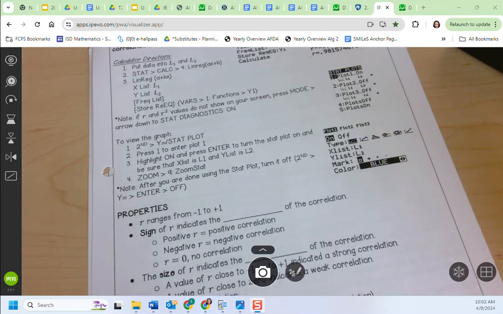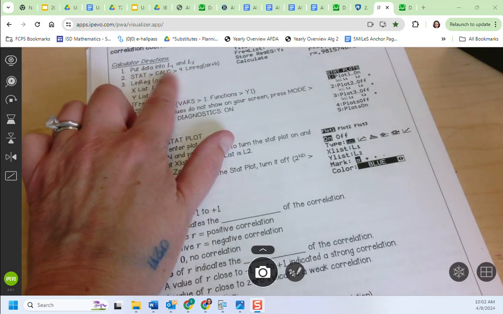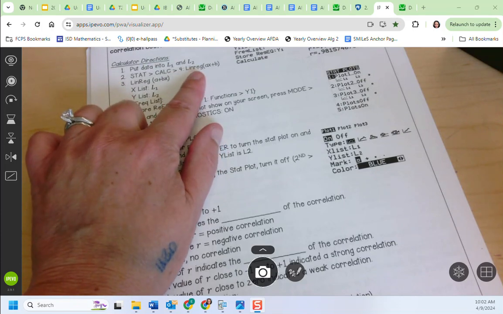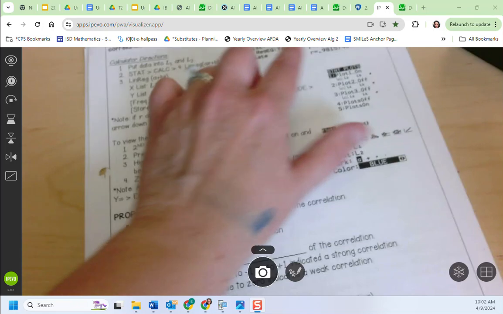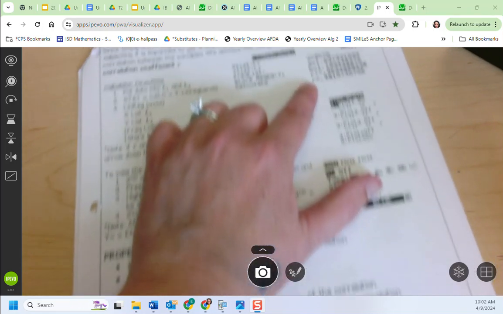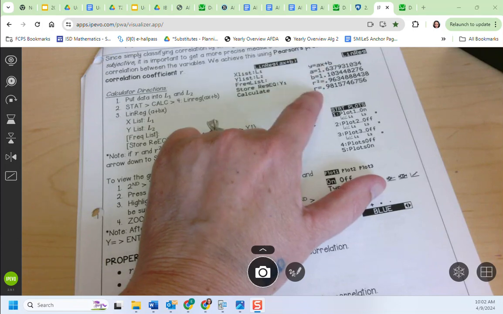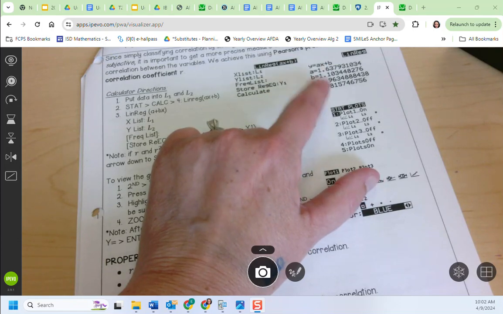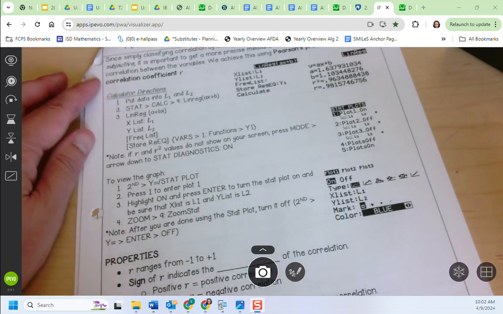So you can do a line of best fit on your calculator by putting your data into your lists. And then you would do stat, calculate, and linreg. The thing is, though, that your r squared and your r don't come up automatically. That's something that has to be turned on. So you may have already turned it on, or if your calculator has not been cleared, it might be turned on from before. But here's how you turn it on.